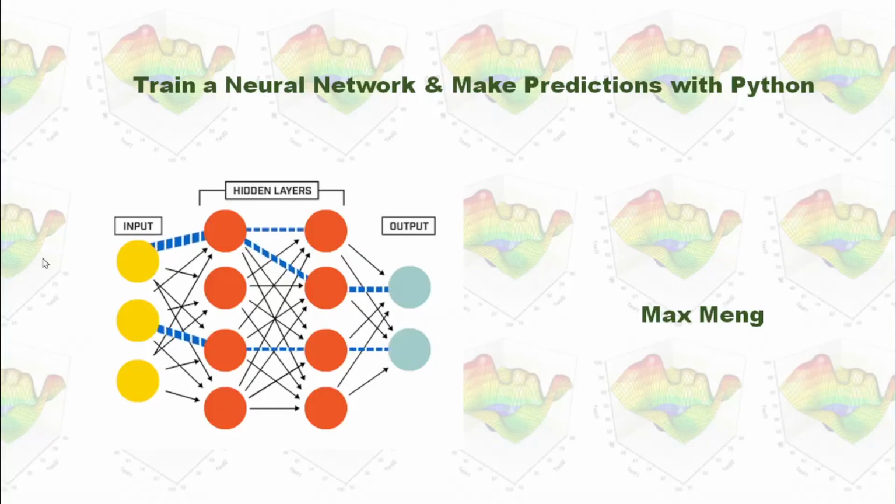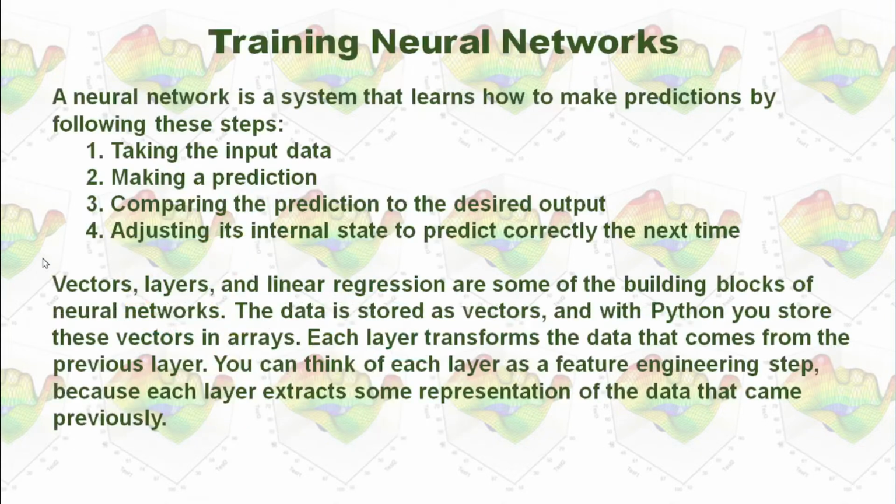This time, I'm going to talk about how to train a neural network and make predictions with Python. When we train a neural network, we will follow these steps. 1. Taking the input data. 2. Making a prediction. 3. Comparing the prediction to the desired output. 4. Adjusting its internal state to predict correctly the next time.